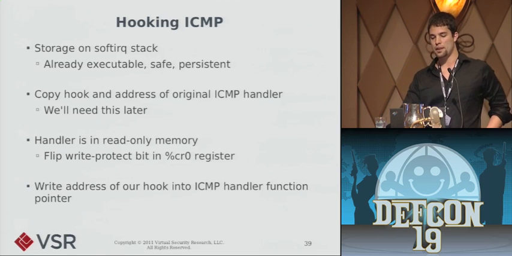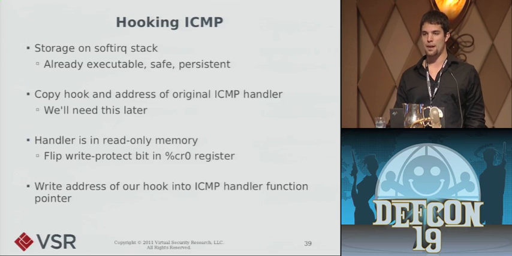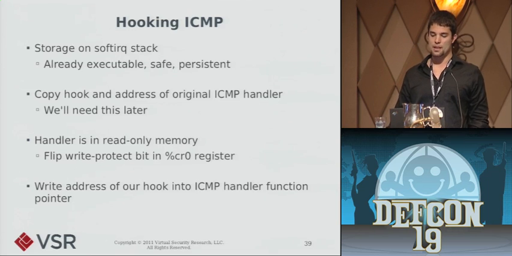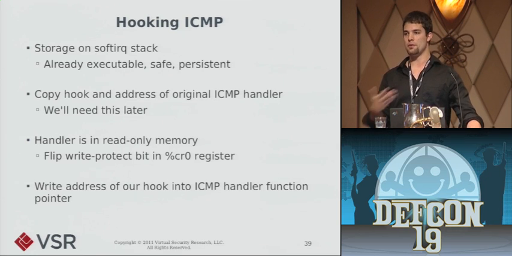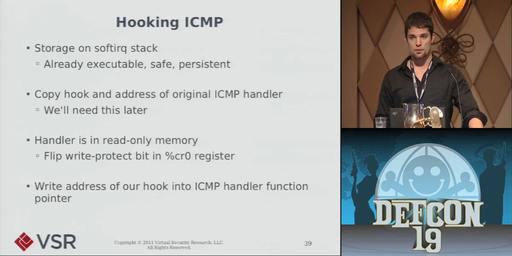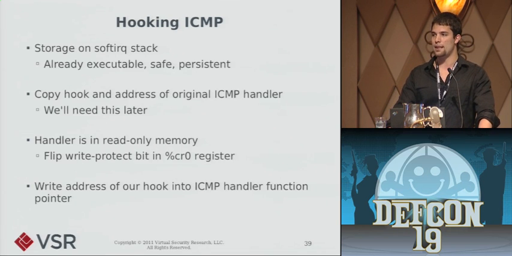So what we do is we copy our hook, and we'll explain what that does in the second part when I describe the backdoor. But for now, it's just some code that we want to put into the soft-IRQ stack for safekeeping. And then we want to actually install a hook so that execution will be redirected to it. First, we notice that the handler that I want to overwrite is in read-only memory, which is a pain. x86 has a nice little way out for this. Control register 0 has a bit called the write protect bit, and if you flip this bit, then you can essentially write into read-only memory with no problem.